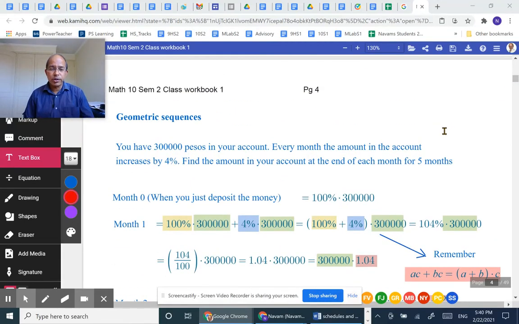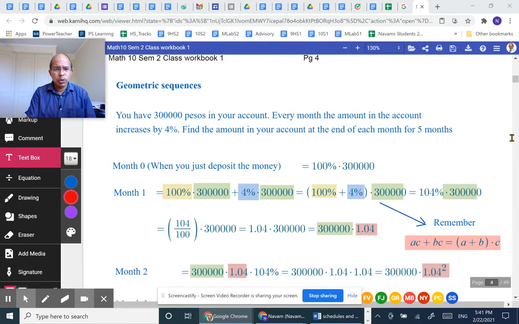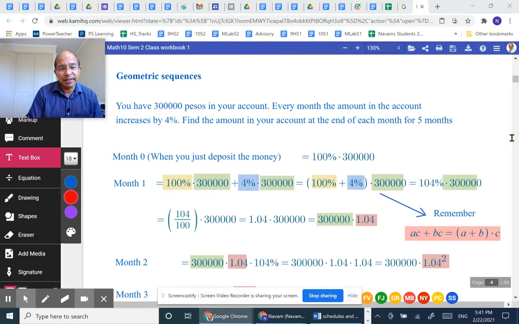Let's consider geometric sequences. Last year, under exponential math, we did a problem of this kind. You have 300,000 pesos in your account. Every month, the amount in the account increases by 4%. Find the amount in your account at the end of each month for 5 months.